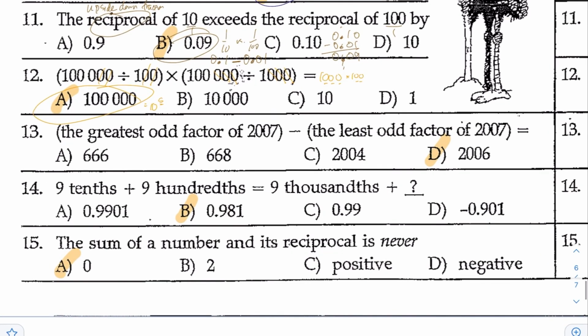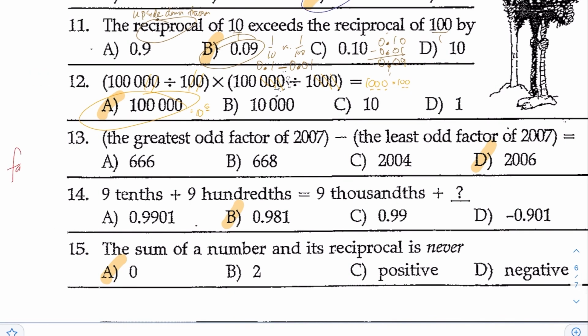Next, for number 13, the greatest odd factor of 2007 minus the least odd factor of 2007 is. So the biggest odd factor, remember, factor times factor is equal to product. So in this case, the number's 2007. Well, 2007 has a factor of 1 and 2007. This is the biggest, and both of these are odd. So the biggest odd factor is 2007. The least odd factor is 1. So 2007 minus 1 is going to be choice D, 2006.